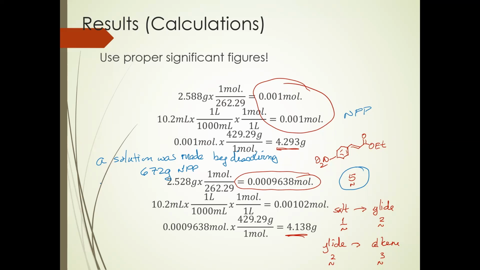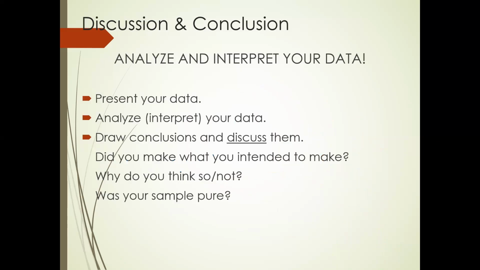All right, so let's move on then to discussion and conclusion. In the discussion conclusion section, you present your data and tell us what the data means. Did you make what you were intending to make? Did you make something else? How do you know? All spectra need to be presented in tables.